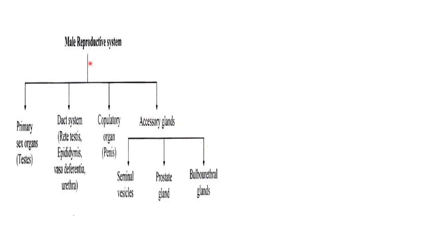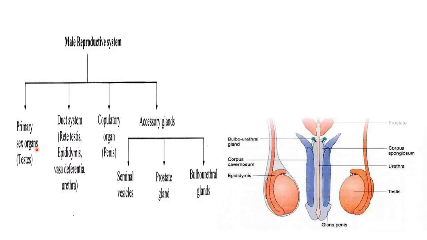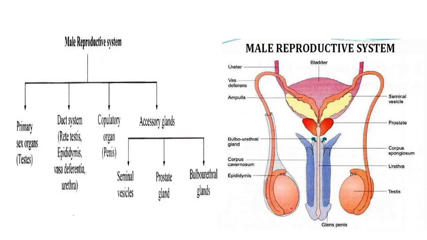The male reproductive system comprises a pair of sex organs, the testes. There are two ovoid testes which lie in the scrotum, a duct system, the copulatory organ that is the external genitalia, and the accessory glands. These are the seminal vesicles. We are seeing here a pair of seminal vesicles which secrete alkaline fluid that enhances sperm motility.